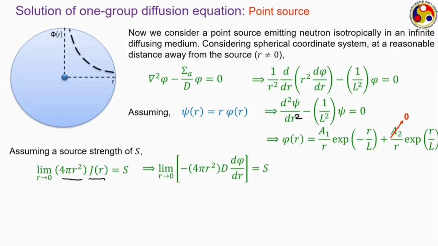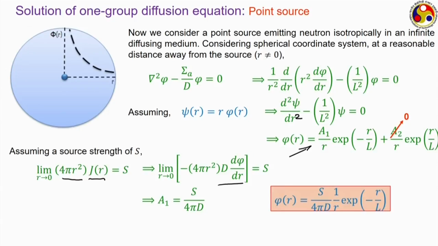So, we put in Fick's law of diffusion, where J becomes minus D d phi/dr, and this phi can be replaced with this particular term. So, we get A 1 is equal to S upon 4 pi D, and this is the distribution of flux in the radial direction.